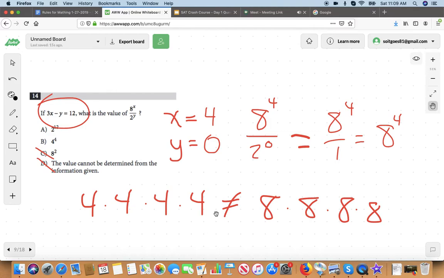Now, I know 8 to the power of 4 doesn't look the same as 2 to the power of 12, but a smaller number multiplied by itself more times could equal a larger number multiplied by itself fewer times. It's at least a possibility. But I know it can't be B. Any questions about that?